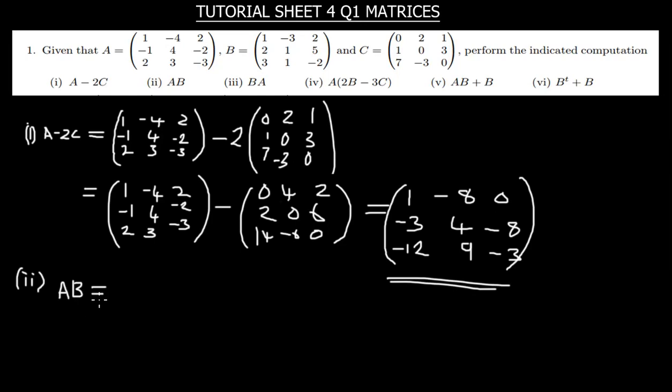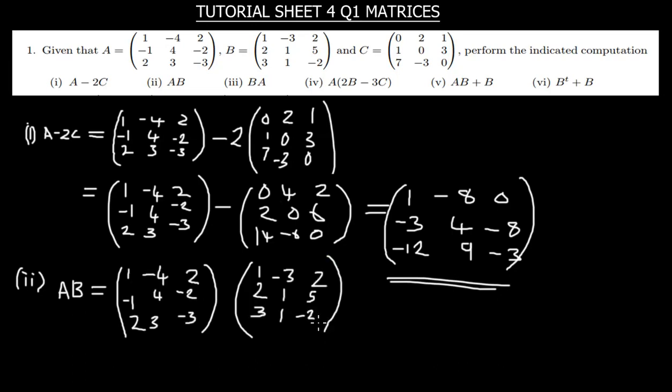So question 2 is A times B. So I'll copy the matrices there for A and for B. I'm multiplying A and B. The way you multiply matrices, you multiply row by column. So this is a 3 by 3 matrix. We're multiplying it with another 3 by 3 matrix. So we can start.